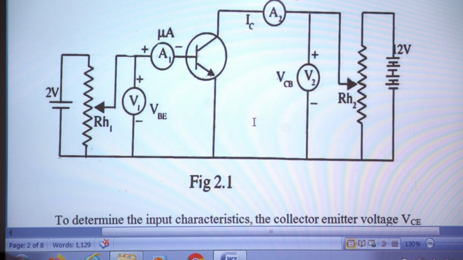Now this is the circuit diagram that we are using. The emitter is common here, so the emitter is grounded. Now we have the input side, this is the input side, and this should be the output side.